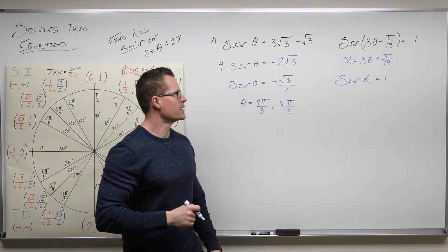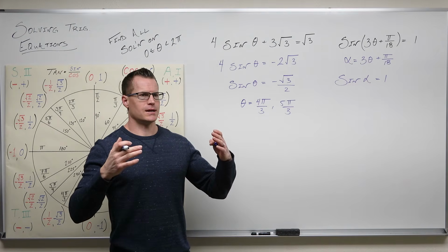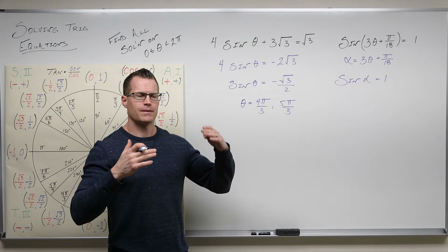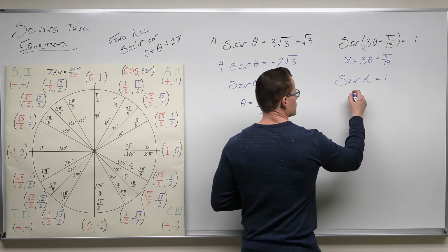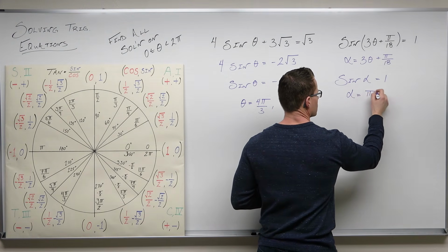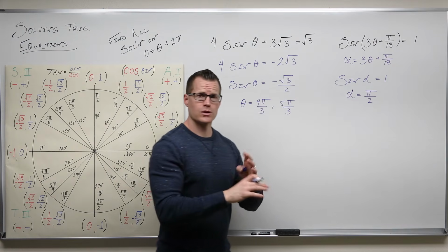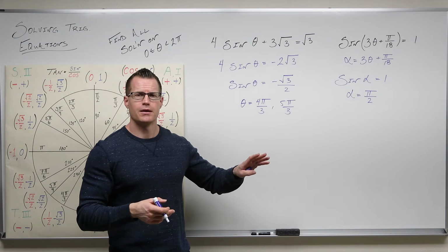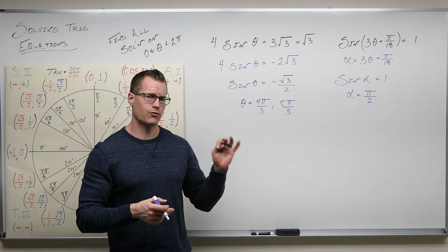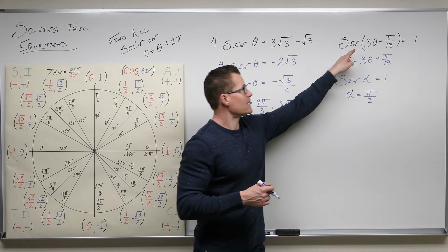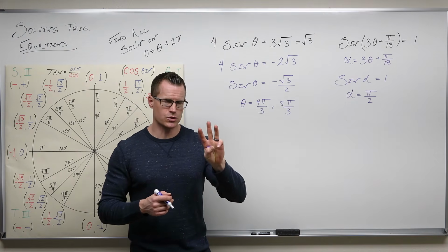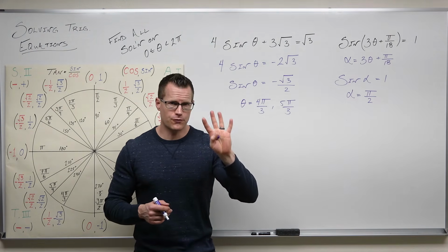Man, that looks a lot better. So sine of alpha equals 1 says, hey, find me the angle that gives me a y coordinate of 1. That's going to be pi over 2. And that's it. There's only one solution on 0 to 2 pi that has that particular y coordinate of 1. So alpha equals pi over 2. Now, because that is a 3, we want 3 total cycles. If that had been a 4, we'd want 4 total cycles.